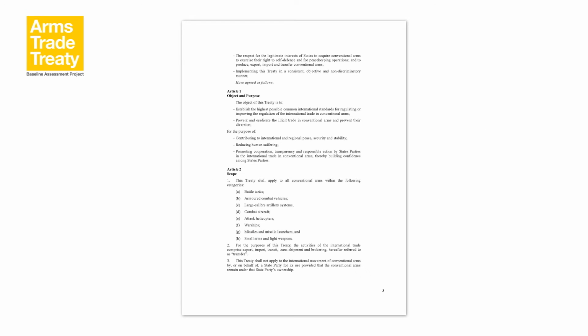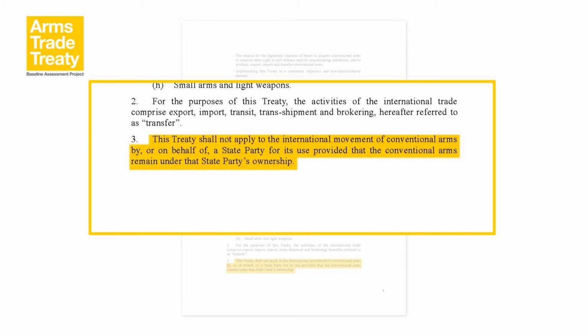The ATT and the UN Register also provide some guidance about possible exceptions to activities that are considered transfers. The ATT says that this treaty shall not apply to the international movement of conventional arms by or on behalf of a state party for its use, provided that the conventional arms remain under the state party's ownership.